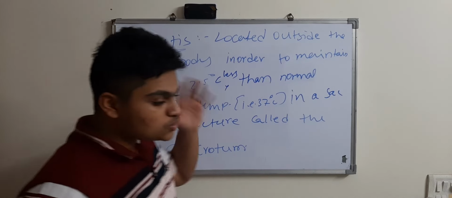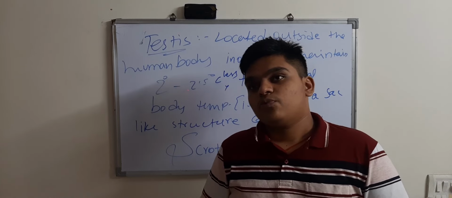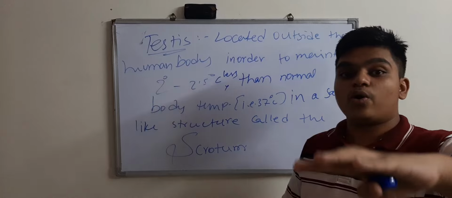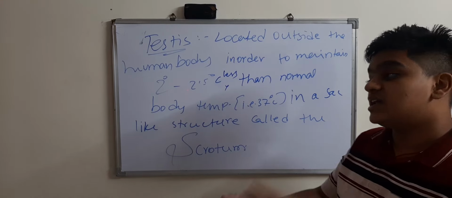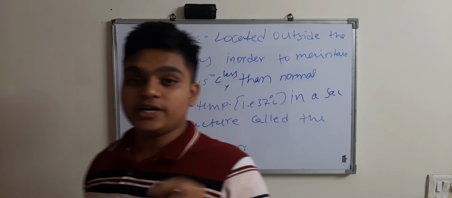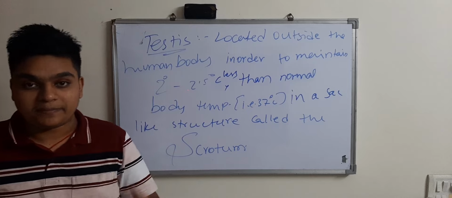This point is very, very important. Now, why is this happening like this? Why does it require 2 to 2.5 degrees Celsius less than the body temperature? This is important in order to produce sperms. The process is called spermatogenesis.